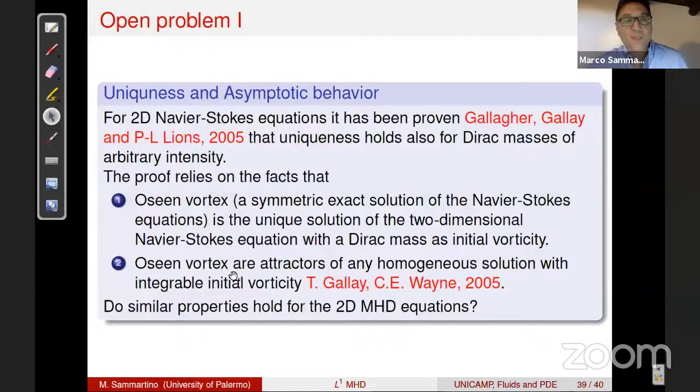For Navier-Stokes, Gallagher, Gallay, and Lions in 2005 proved also for data which are deltas, which are measures with atomic part. And the proof relies on the fact that there exist these special solutions, the Oseen vortices, which are the unique solution of the two-dimensional Navier-Stokes equation with Dirac masses as initial vorticity, plus the fact that these Oseen vortices are attractors of any solution with integrable initial vorticity. So one wonders if similar properties hold for the 2D MHD equations. Of course, another problem would be the zero viscosity and zero permeability limit of these solutions. We have just preliminary results, but I don't have time to discuss them.